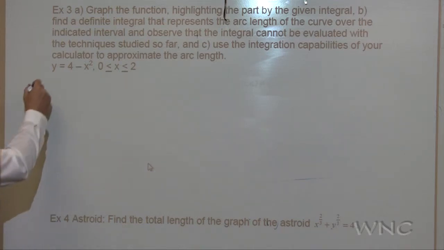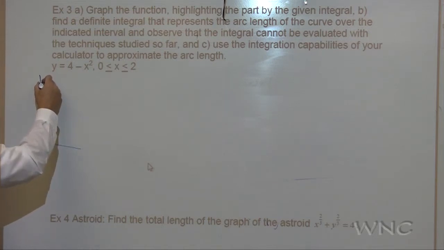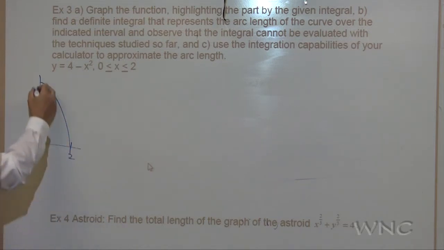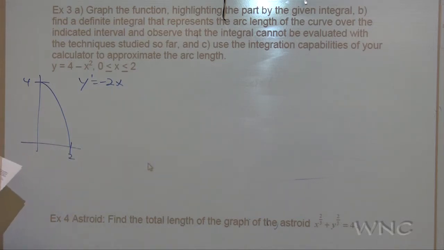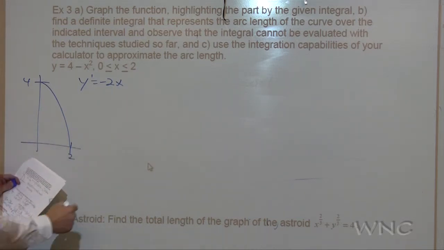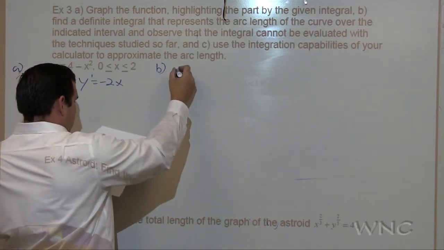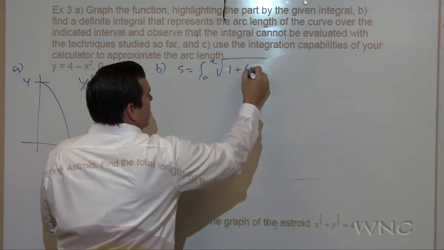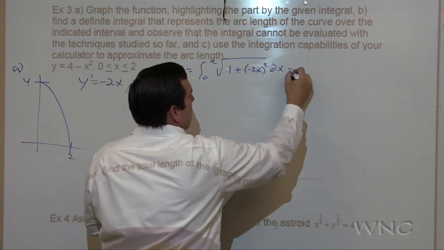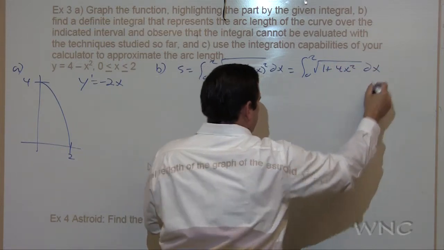Okay, so if I graph this, it's a parabola that opens down. We're looking from x being 0 to 2, so it's the first quadrant. There's 2, here's 4. So we want this arc length. y prime is going to be negative 2x. So part B, here's our part A. Part B is going to be that s equals the integral from 0 to 2 of the square root of 1 plus negative 2x squared dx. That's 4x squared dx.